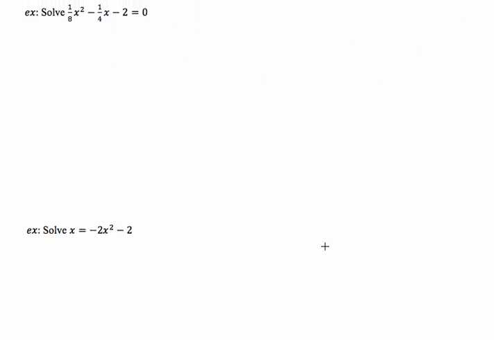Next, let's solve this one, which has fractions involved. You really just have to be extra careful with your arithmetic, but the work is the same. So let's start by writing the quadratic formula up here. It's x equals negative b plus or minus the square root of b squared minus 4ac all over 2a. And let's also identify a, b, and c. A is the coefficient of x squared, which is 1/8. B is the coefficient of x, which is negative 1/4. And c is the last term, which is negative 2.